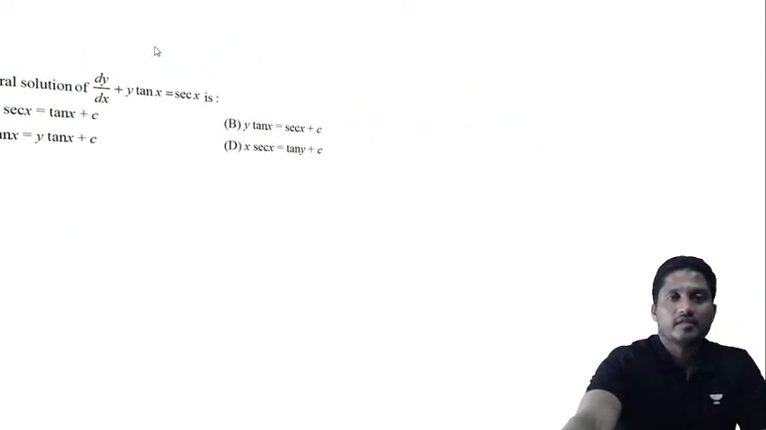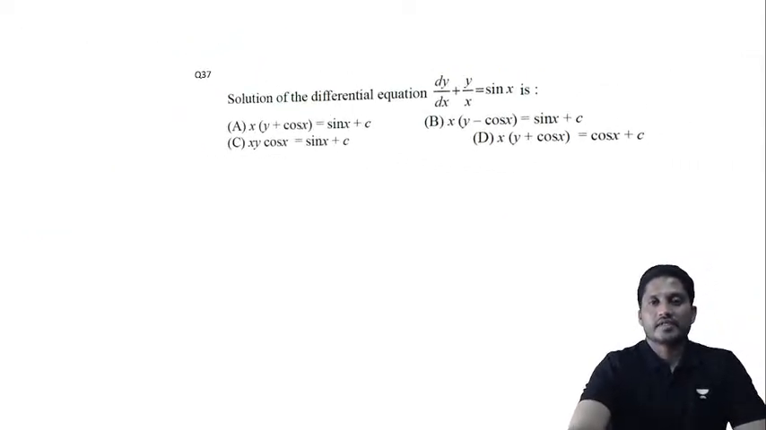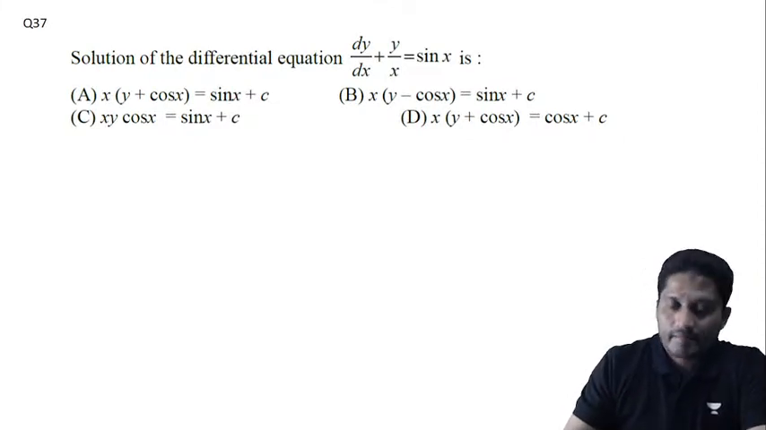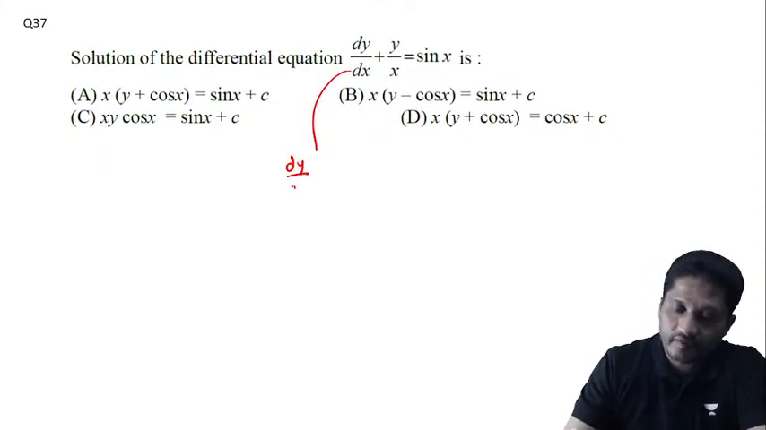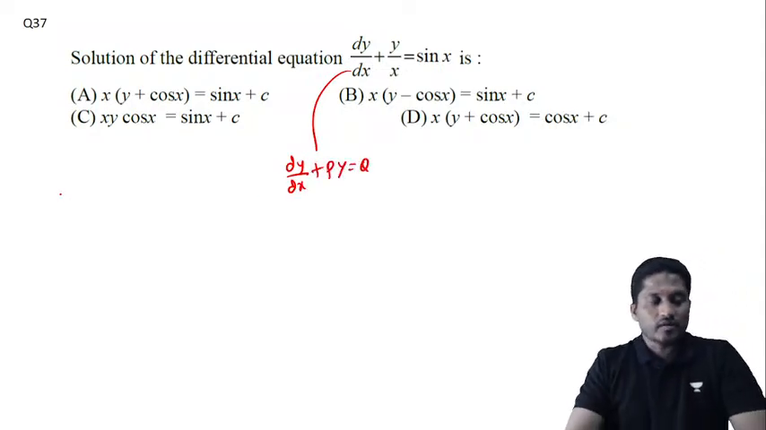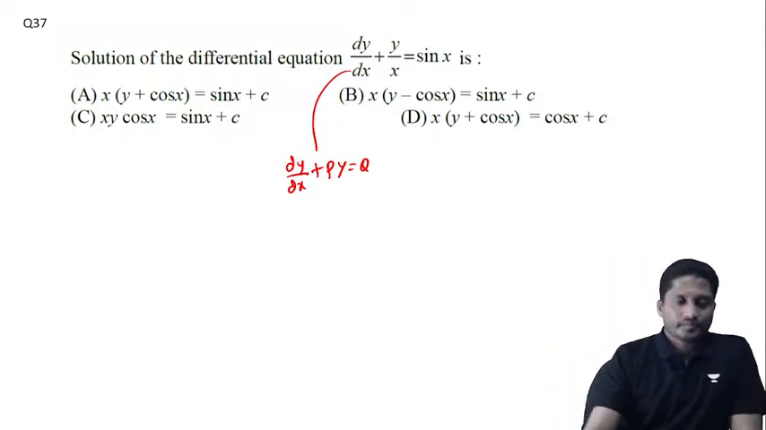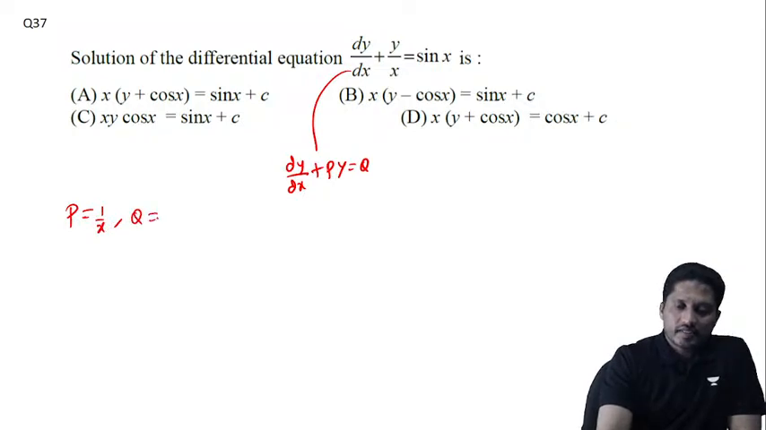Option A only. Right? Question number 37. Again, this is linear differential equation. dy by dx plus py is equal to q. P is equal to 1 by x and q is equal to sin x. Integrating factor is e power integration of p dx, e power integration of 1 by x dx, which is e power log x. E power log x is x.